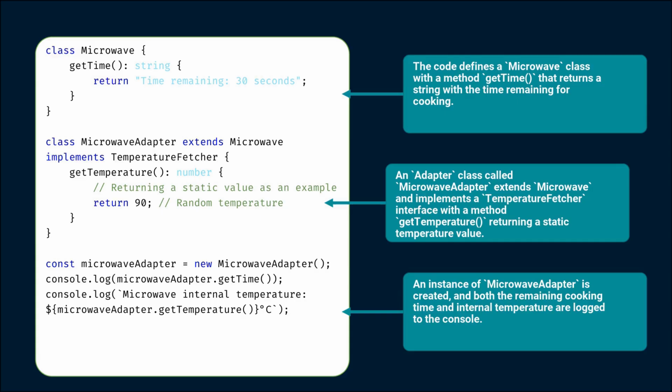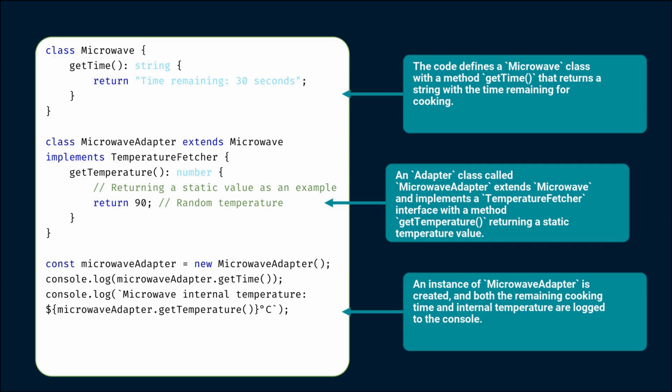Next, we create the microwave adapter class that extends microwave and implements the temperature fetcher interface. This adaptation allows the microwave adapter to add a new method, getTemperature, which provides a mock temperature reading. By extending the microwave class, we seamlessly integrate additional functionality without modifying the original class.